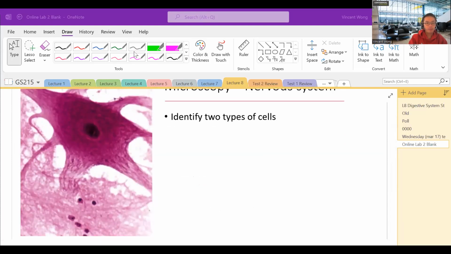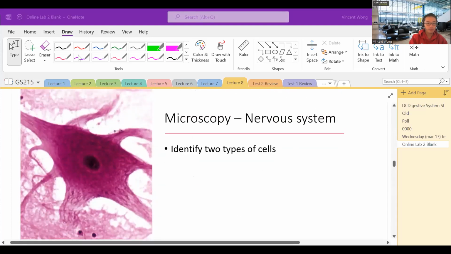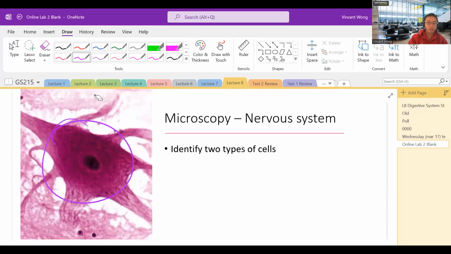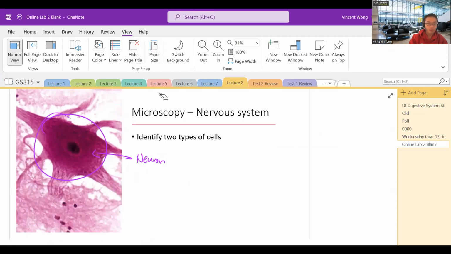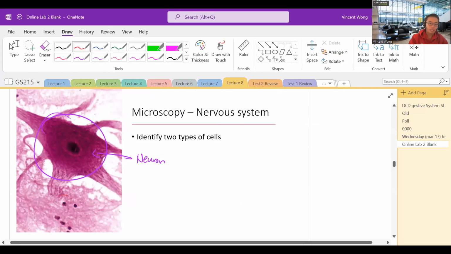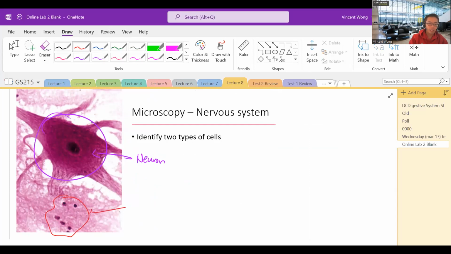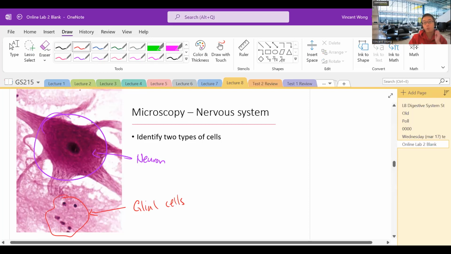I identified two types of cells here. Well, this whole thing right here, right? That is the neuron. You can recognize the neuron because of the star-shaped looking structure. You can see the dendrites coming out, for example. These are like nuclei of glial cells, right? The supporting cells of the nervous system.